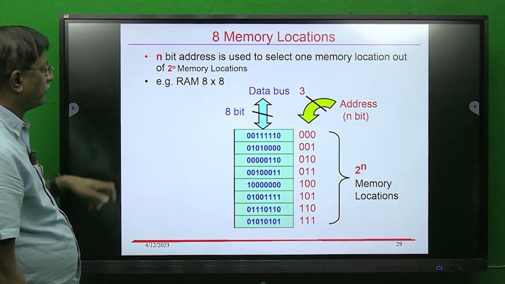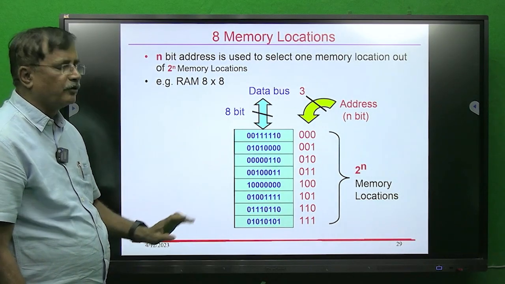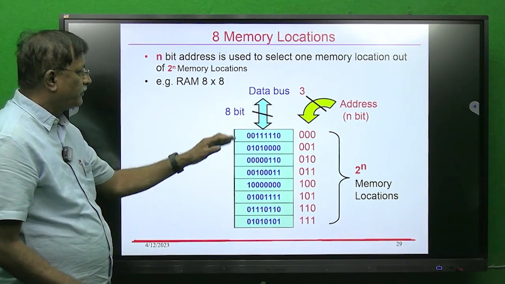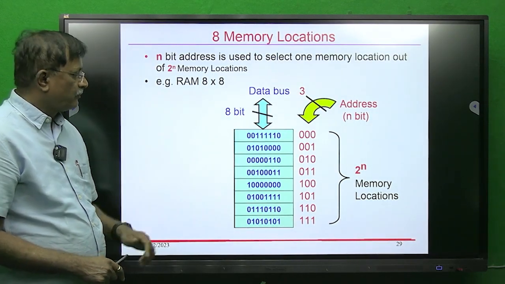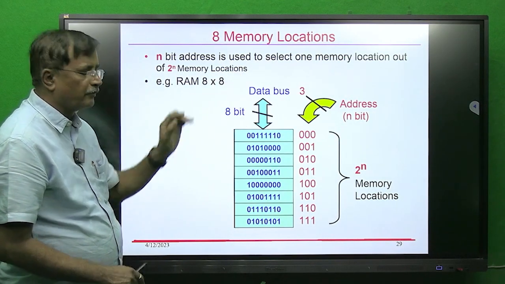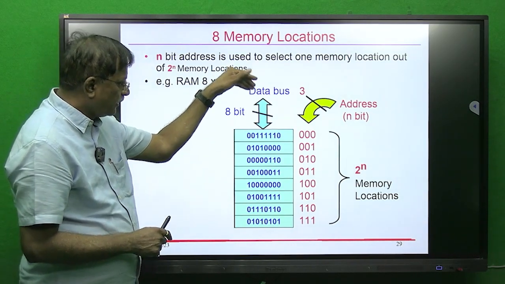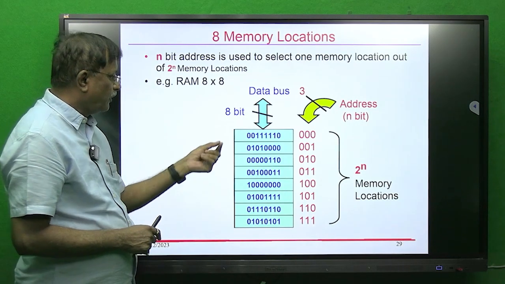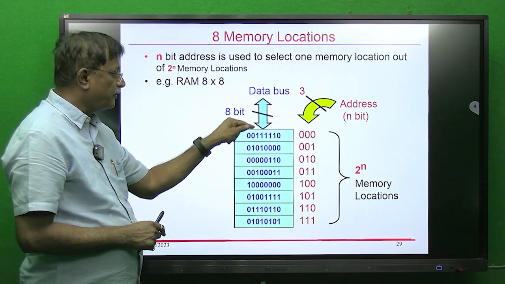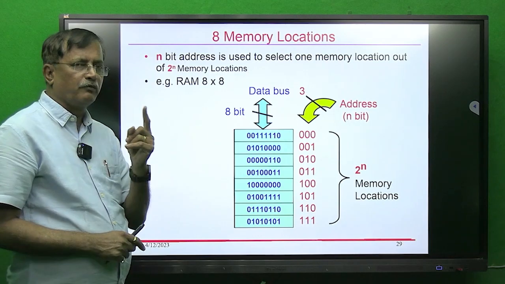Now suppose this is an 8 by 8 RAM, meaning 8 memory locations only. For example, 8 memory locations are there in this memory IC. So I will have to select a particular location, and then I can store data into it. There are 8 memory locations, so I cannot write data in all the locations at a time. I will have to select one location and then I can write data into that location, or I can read data from that location. So out of 8 locations, I will have to select only one location.